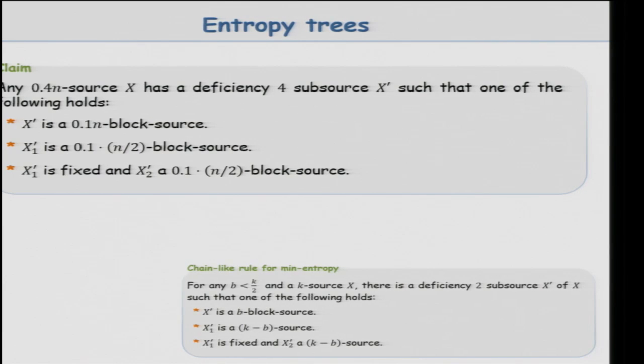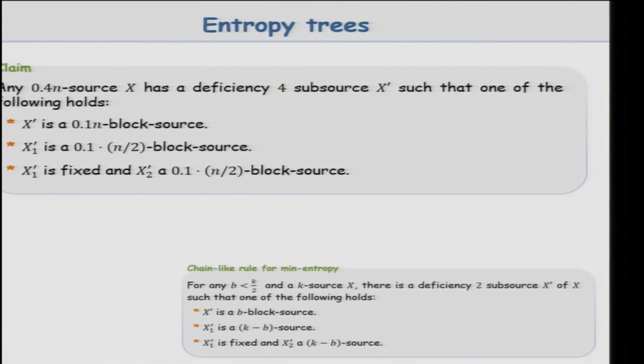So how can you prove that? You just apply this chain rule again, for mean entropy with 0.4n as k and 0.1n as b. Either you will get that x prime itself is a 0.1n block source, which is great. Or otherwise, consider just the second case, the first case is the same, you get that x prime 1 is a 0.4 minus 0.1, which is 0.3n source. So the entropy was reduced to 0.3n, but actually the entropy rate is now 0.6 because the size is n over 2. Exactly. So now you are in the scenario that you handled before, 0.6. So you can find another deficiency to a subsource of this part, which induces a subsource to the entire thing, which is a deficiency before, and you have this property here.